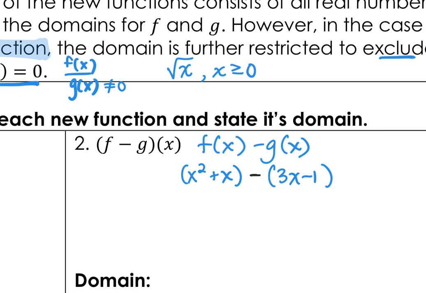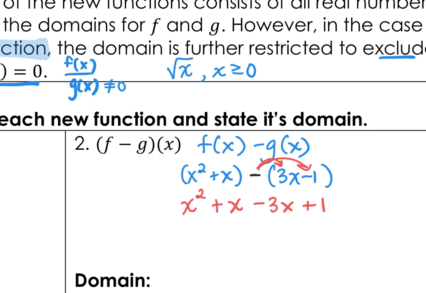Now, when we subtract polynomials like this, I would caution you to be very careful, and I would caution you to go ahead and distribute this negative sign and rewrite it without those parentheses so that you don't mess it up. So I would rewrite this as the x squared plus x, distribute the negative, so negative 1 times 3x makes that a negative 3x, and then the negative 1 times negative 1 makes that plus 1.